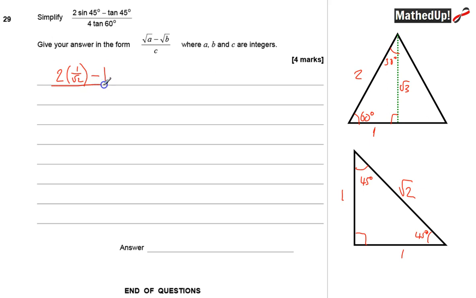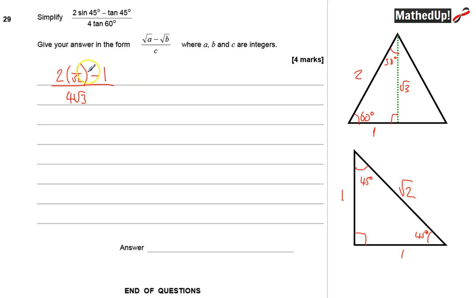And we want to divide that by 4 tan of 60 degrees. So we can use this angle over here. The tan of 60 degrees is going to be the opposite divided by the adjacent again. So that's going to be root 3 divided by 1, which is just root 3. So 4 times root 3. 4 root 3.